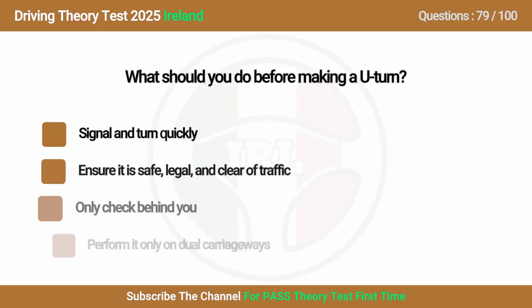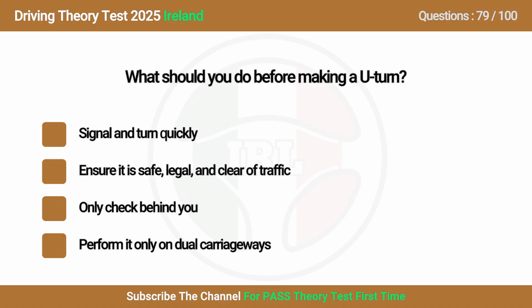Question 79. What should you do before making a U-turn? A. Signal and turn quickly. B. Ensure it is safe, legal, and clear of traffic. C. Only check behind you. D. Perform it only on dual carriageways.